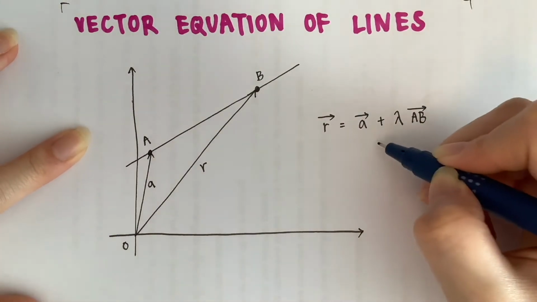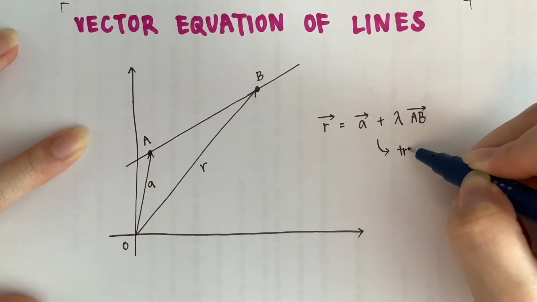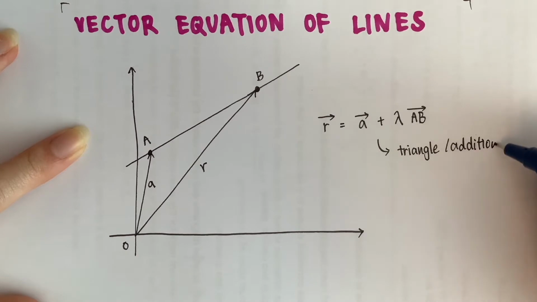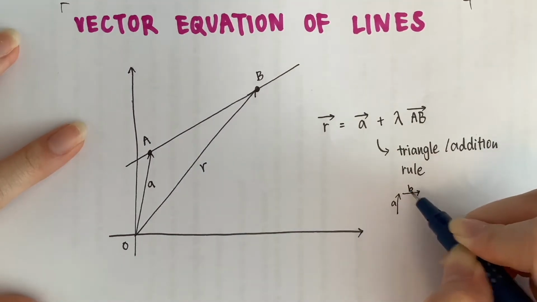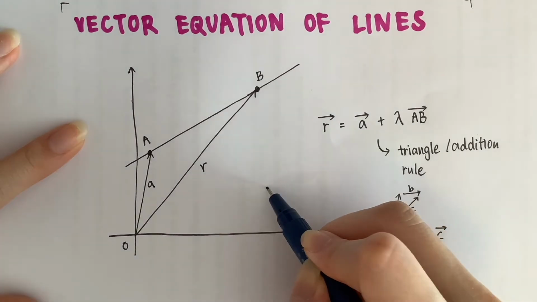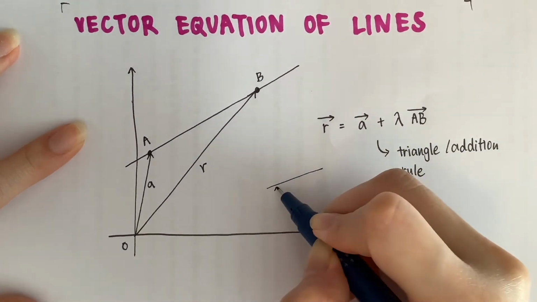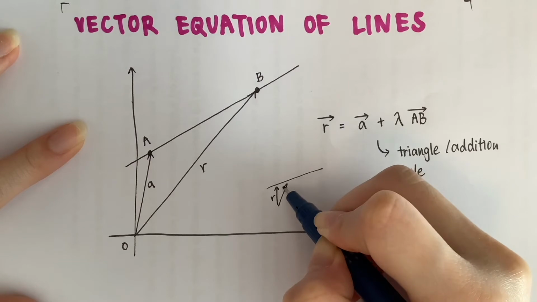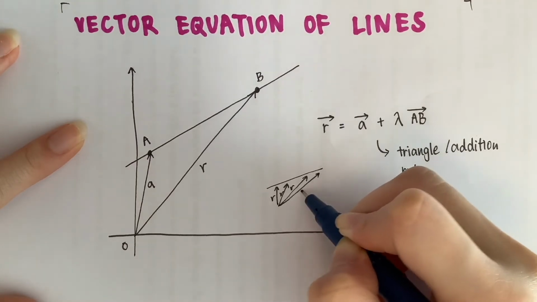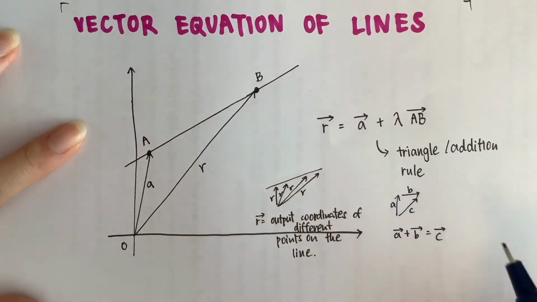And now I'll explain why this is so. Earlier you would have learned about the addition rule, or the triangle rule of vectors, where in a diagram like this, a plus b would equal c. So if we think about the r on the left-hand side of that equation as a bunch of output coordinates on different points on the line, as shown in this diagram, we can see how we can use the triangle rule of vectors.